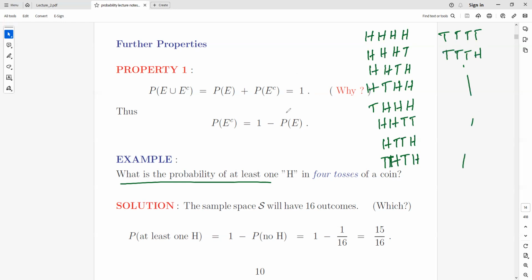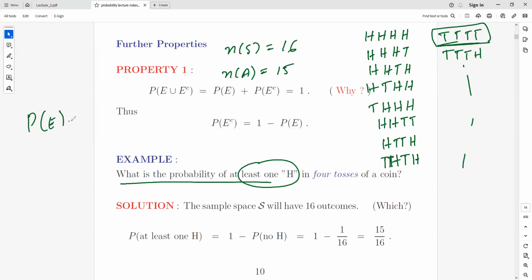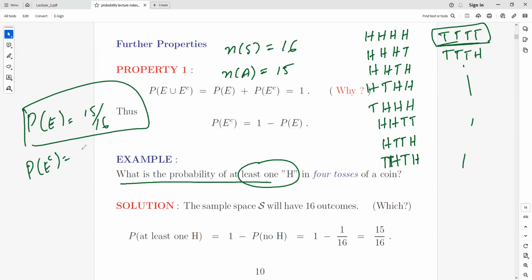If we are interested in at least one head, then we have only one event where we have no head. It means that in 15 of the sample points, we have at least one head. If all possible outcomes are 16, then the favorable outcomes are 15. So the probability of this event is 15 over 16, and the probability of E complement is 1 minus 15 over 16, which is 1 over 16. So this way we can think about this problem.